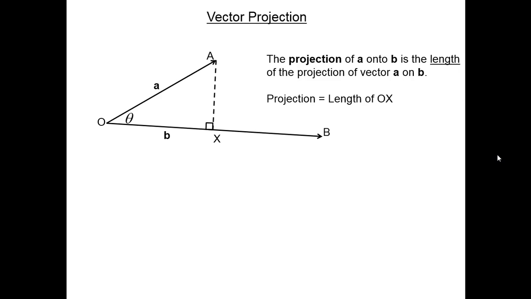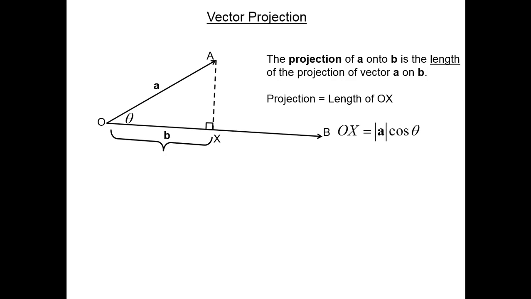So we call the projection of A onto B the length of the projection of vector A onto B. In this picture, the projection is the distance from O to X. That distance right there is our projection. Okay, that's the definition. The projection is a distance or a quantity. We read that as the projection of A onto B.